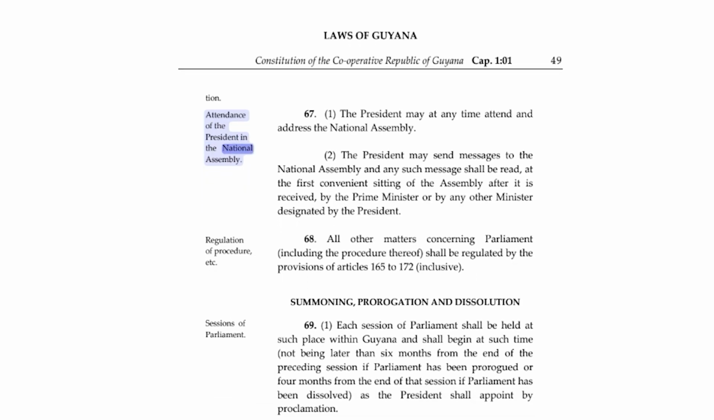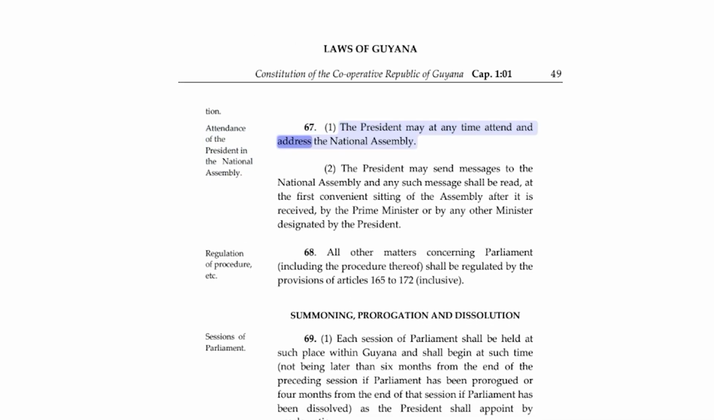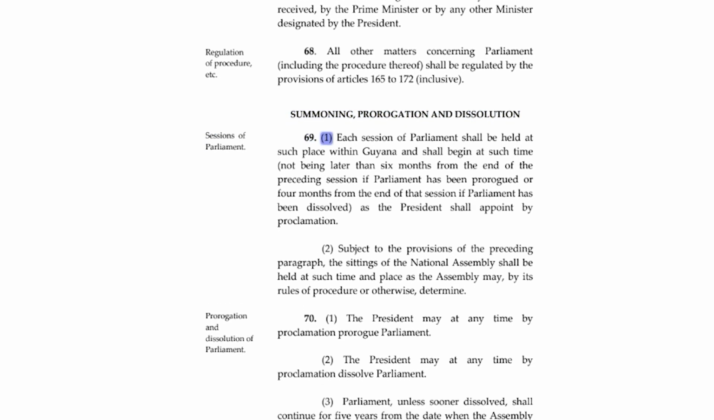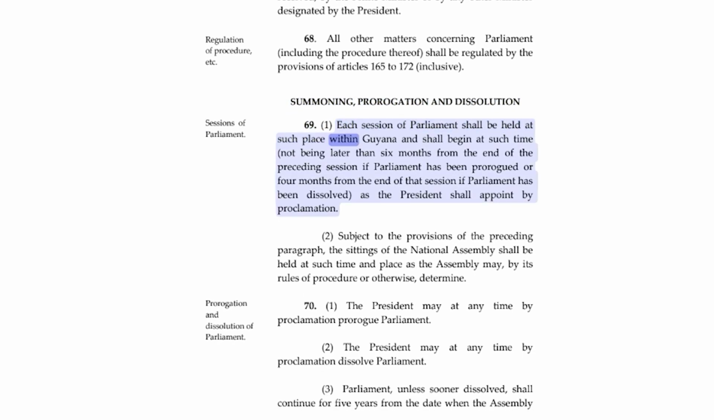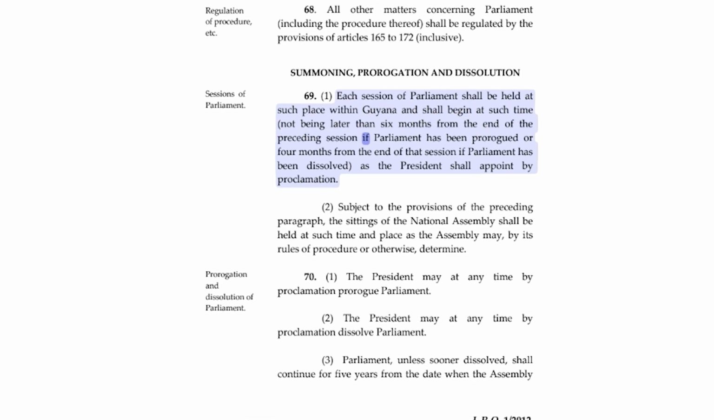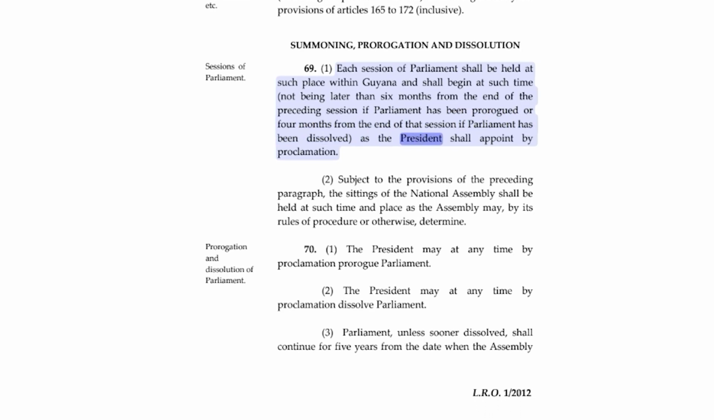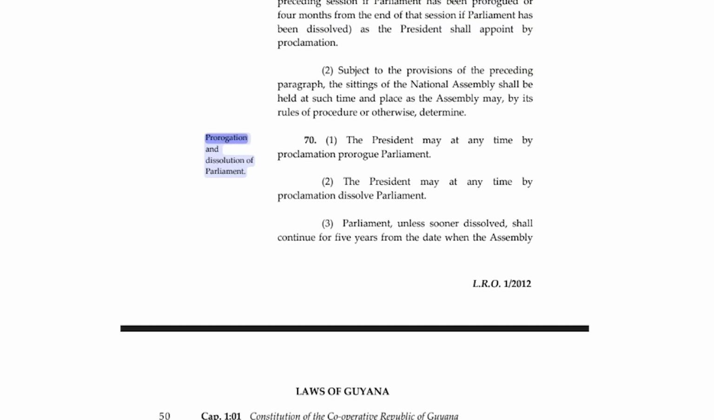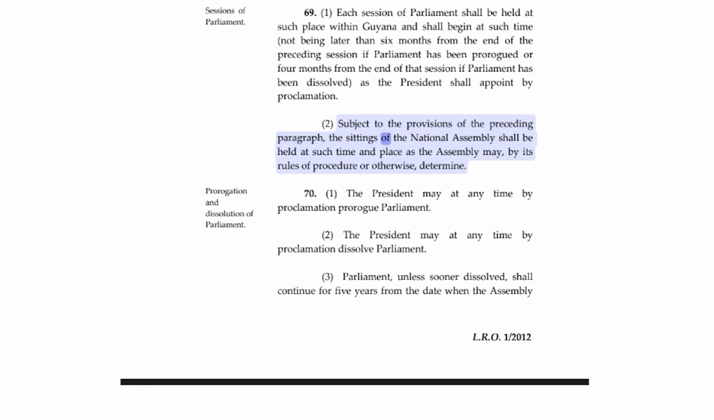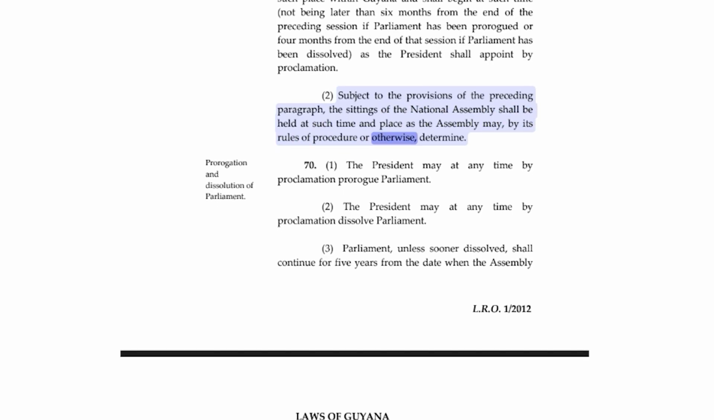Attendance of the President in the National Assembly. 67. 1. The President may at any time attend and address the National Assembly. Sessions of Parliament, summoning, prorogation and dissolution. 69. 1. Each session of Parliament shall be held at such place within Guyana, and shall begin at such time, not being later than 6 months from the end of the preceding session, if Parliament has been prorogued, or 4 months from the end of that session, if Parliament has been dissolved, as the President shall appoint by proclamation. Prorogation and dissolution of Parliament. 2. Subject to the provisions of the preceding paragraph, the sittings of the National Assembly shall be held at such time and place as the Assembly may, by its rules of procedure or otherwise, determine.